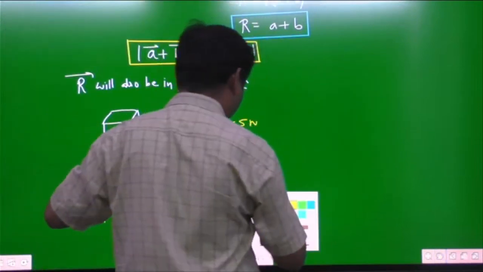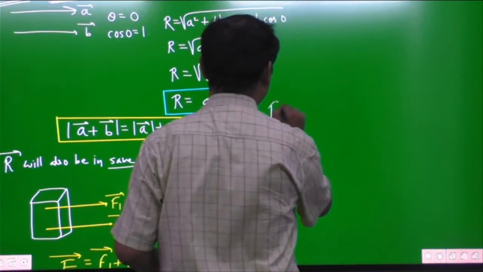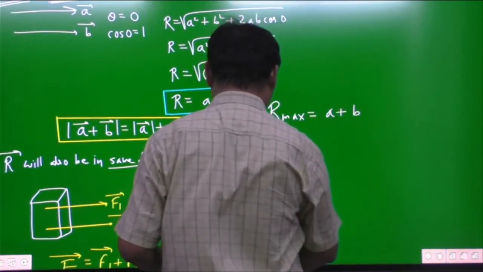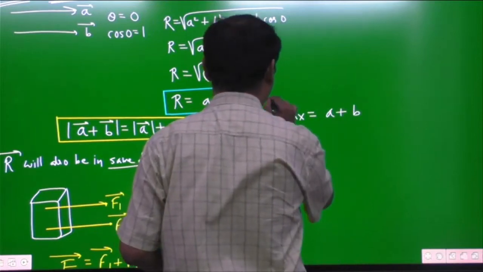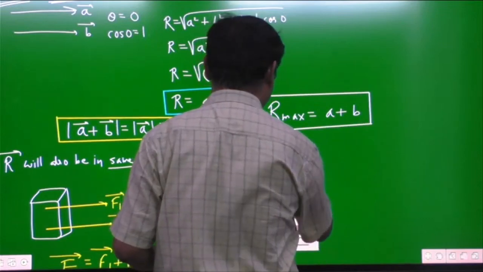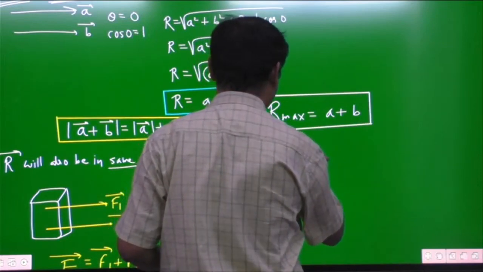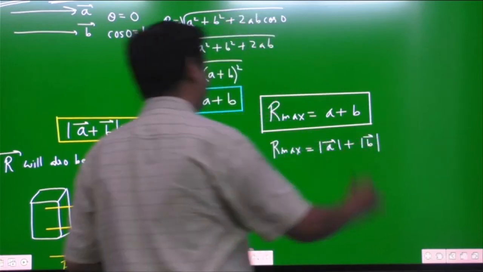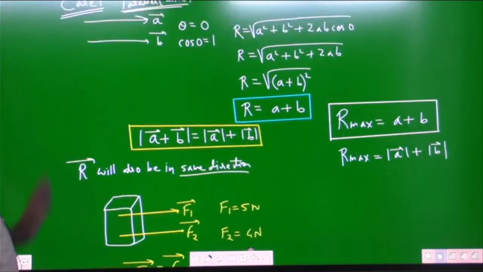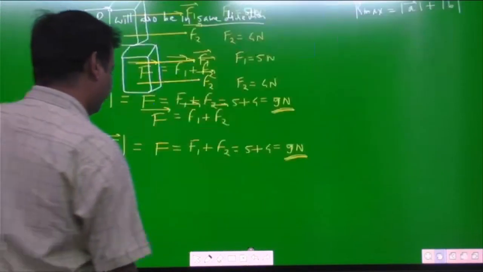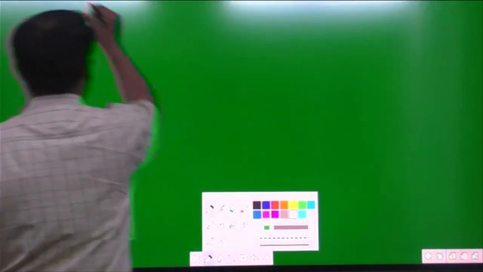Remember, this is the maximum possible value of the resultant vector a plus b, the sum of the magnitudes. You can never get a resultant magnitude higher than this. You can also write like this: mod of a plus mod of b. Got it? So this is the maximum possible value of the resultant vector, and it will be when they are in the same direction. Okay, now let's see case 2. Orthogonal vectors.